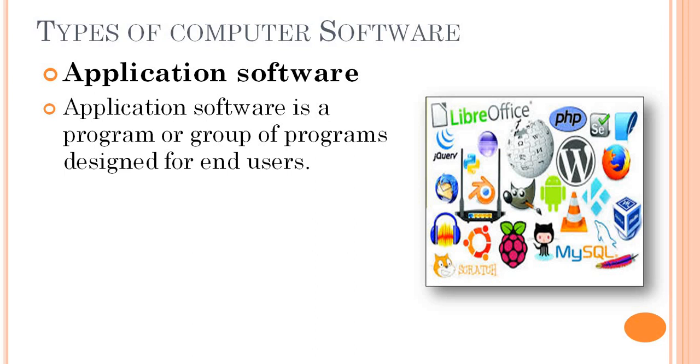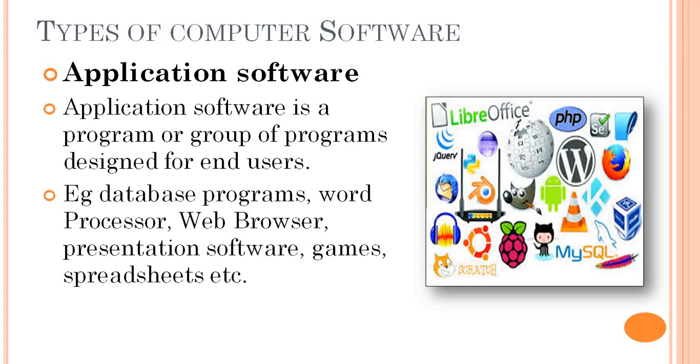Application software is a program or group of programs designed for the end user. The end users like you and me can work on these particular softwares. Examples: database programs, word processors, web browsers, presentation software, games, spreadsheets, etc. So these are the various different types of application software. We can have database programs, we can have web browsers. All these will be categorized under application software.